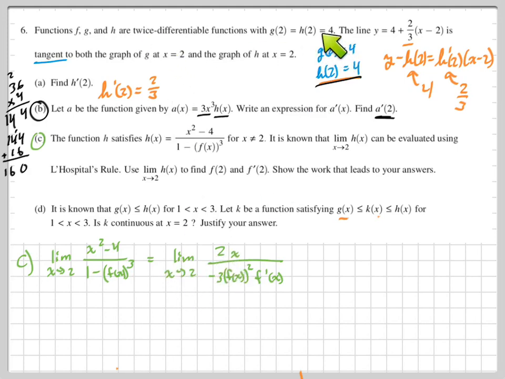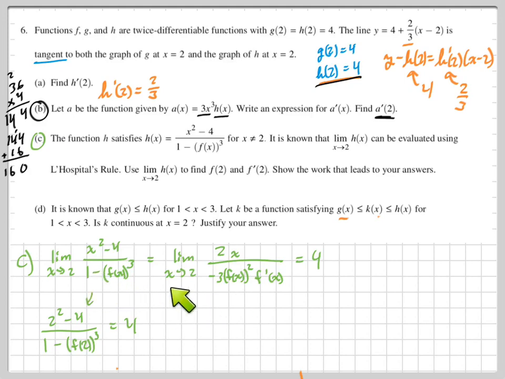Because h is a twice differentiable function, we're not going to have some kind of removable discontinuity or something like that, because if we did, then it wouldn't be twice differentiable, right? So we know that h is continuous, and so that means this has to equal 4. It has to.